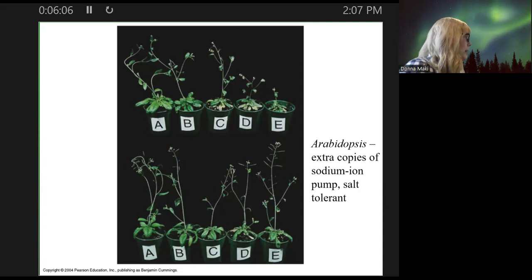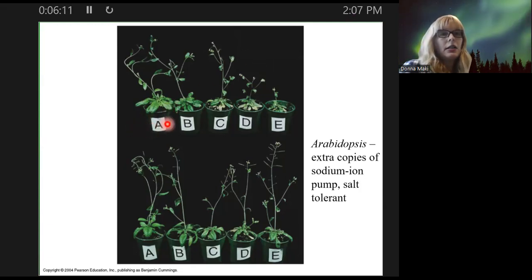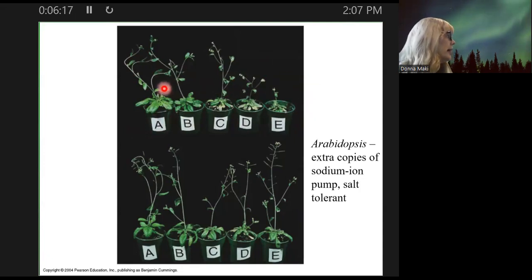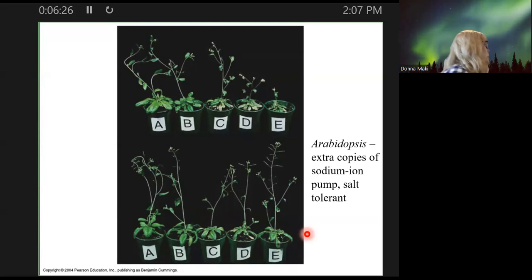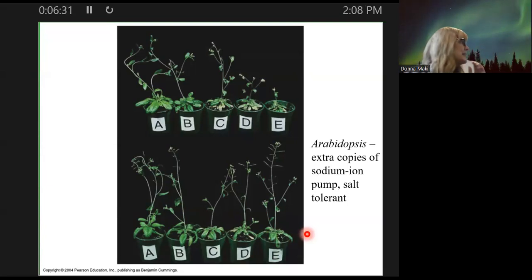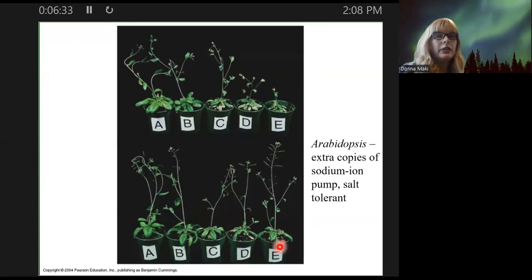Here you're looking at the top row of the A, B, C, D, E. The A is the lowest salt concentration, and then the E is the highest salt concentration. And you can see this gradual decline in plant health as the salt is getting more concentrated in the soil. And then the lower plants were all genetically modified to have a salt tolerance. And so you can see that the plants, even in pot E with high concentrations of salt in the soil, still are doing just fine.